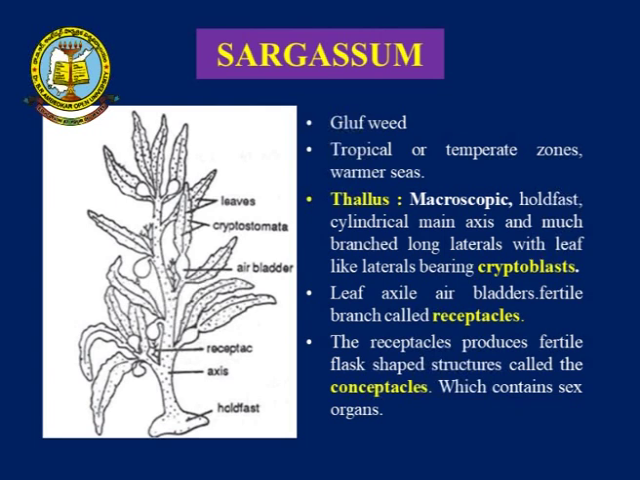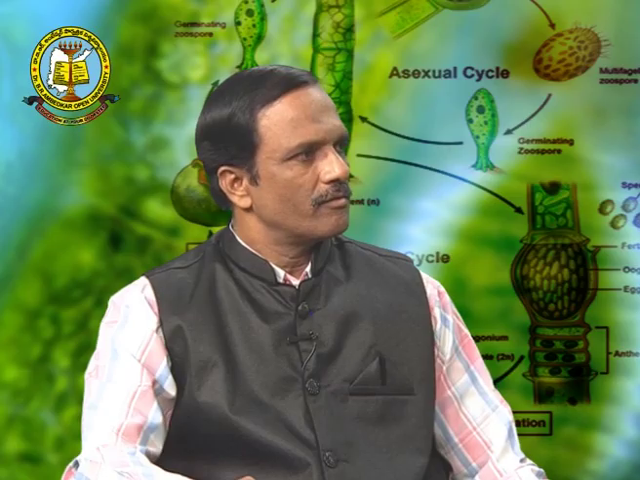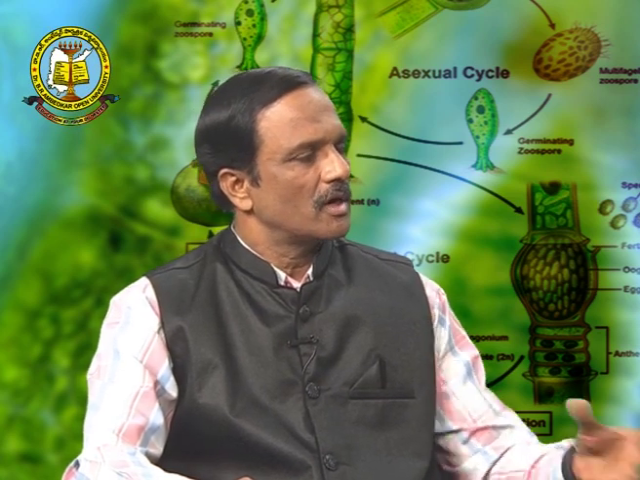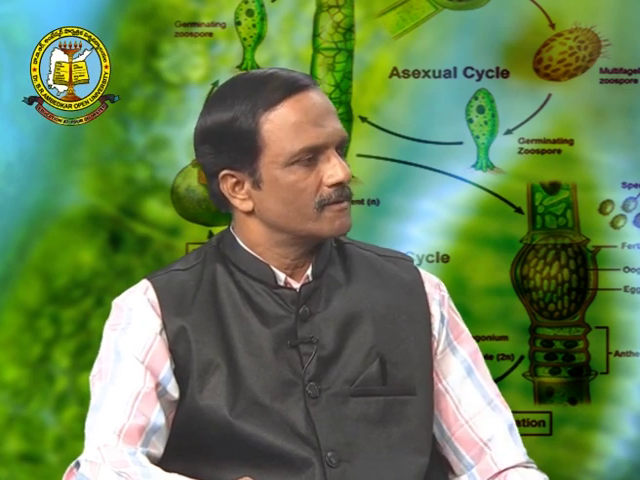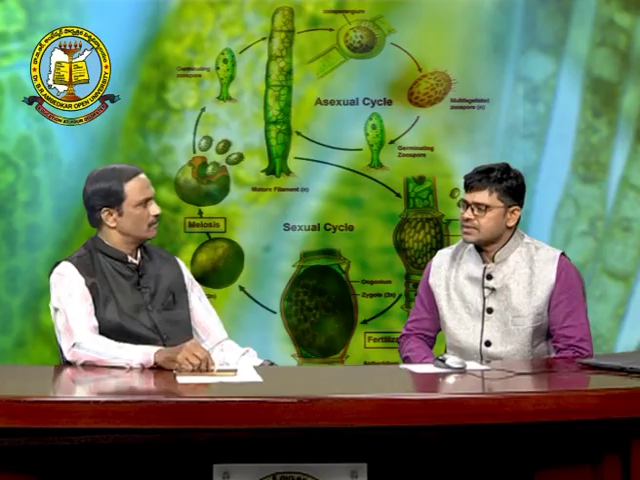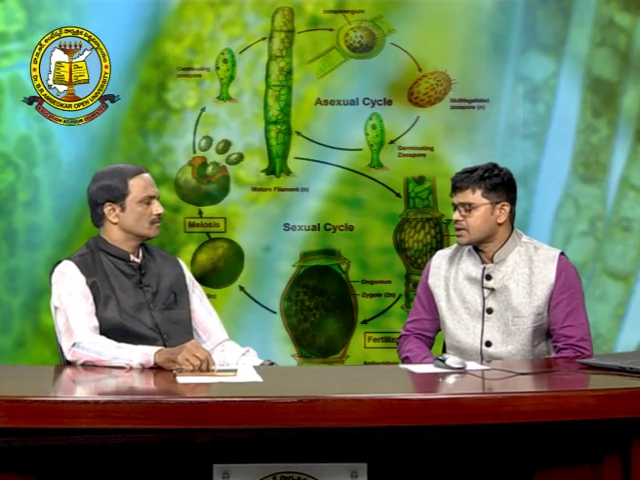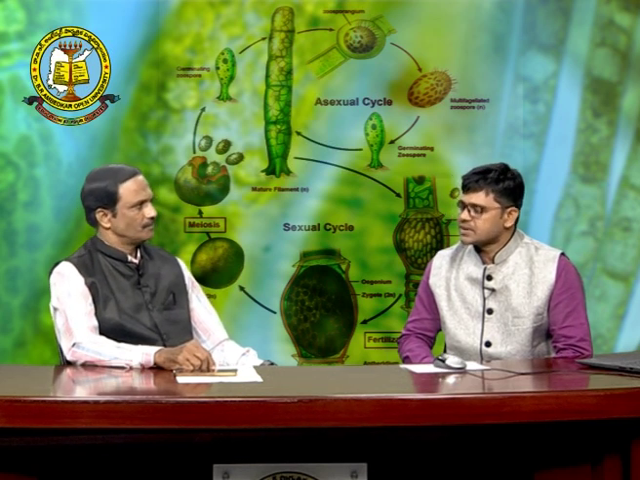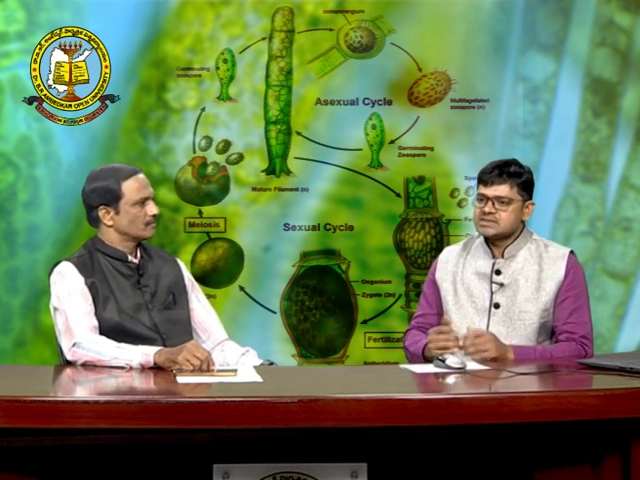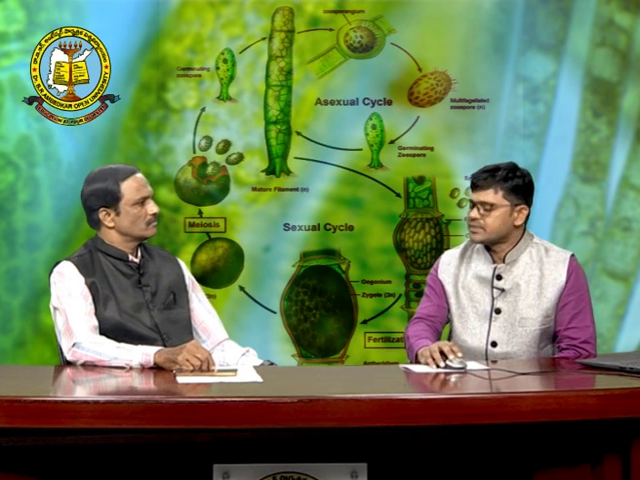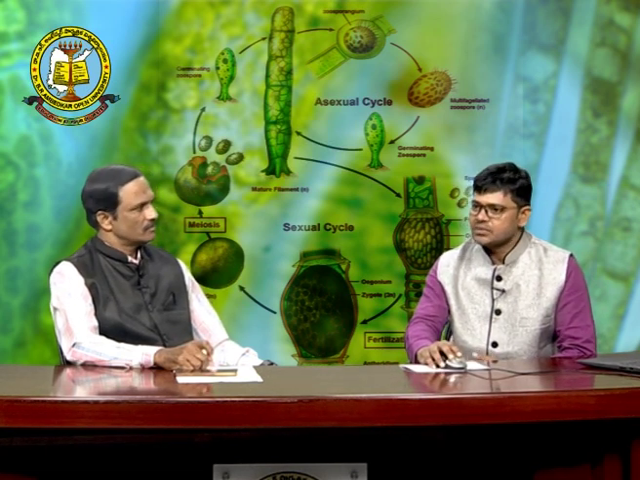So what is the reproductive system of Sargassum? What type of asexual, what type of sexual reproduction, and what type of life history is there in Sargassum? Mainly only one type, the sexual reproduction, is present. It is an advanced type of reproduction, the same advanced oogamous type, like Oedogonium. The same as Oedogonium, here also there is a male antheridium and a female oogonium.